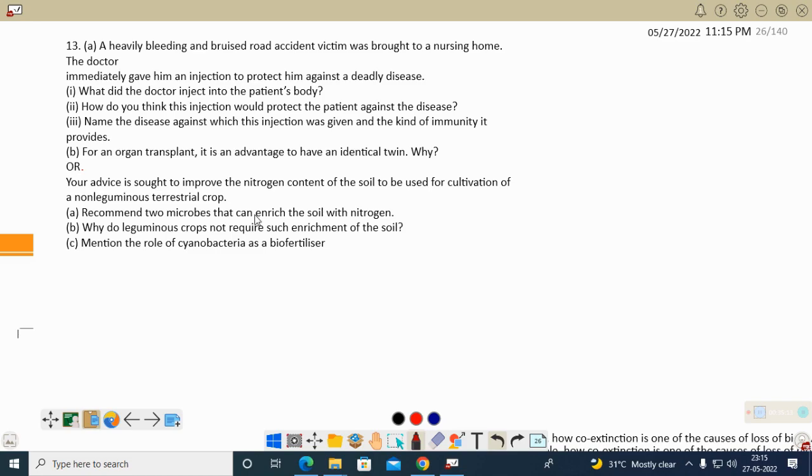Why do leguminous crops not require such enrichment of the soil? Leguminous plants already have a symbiotic association with the Rhizobium bacteria. Rhizobium is a good nitrogen fixing agent.